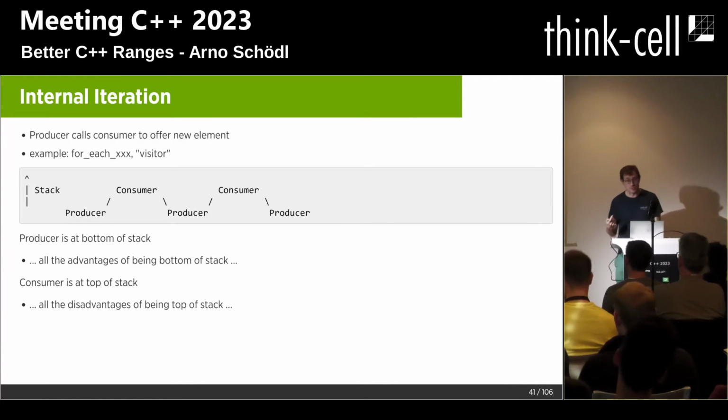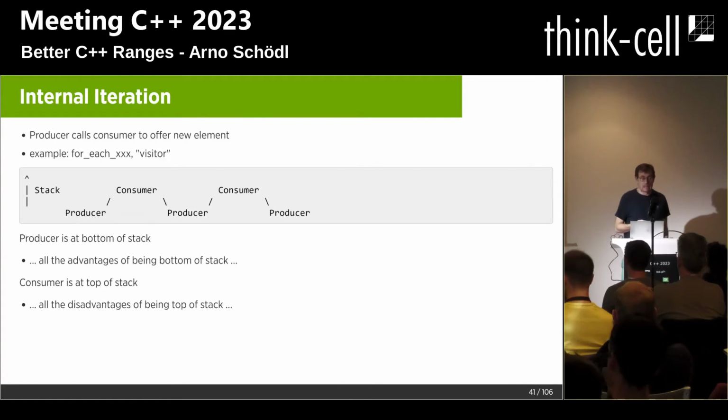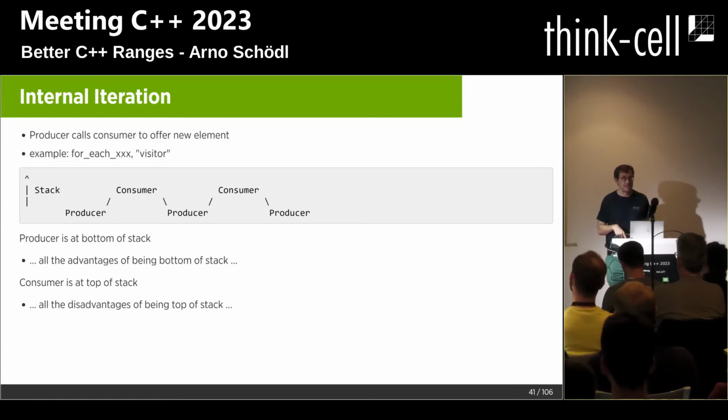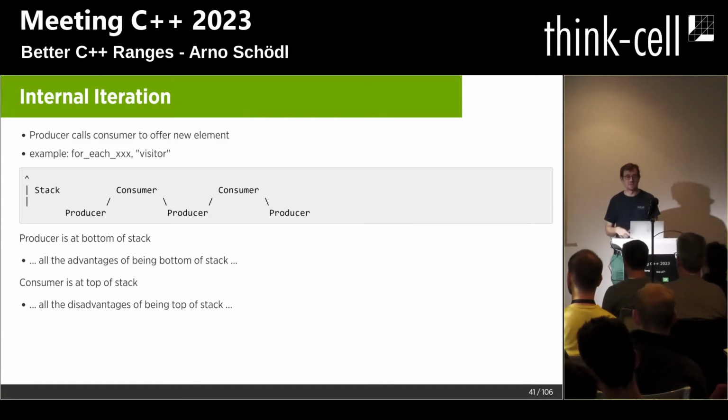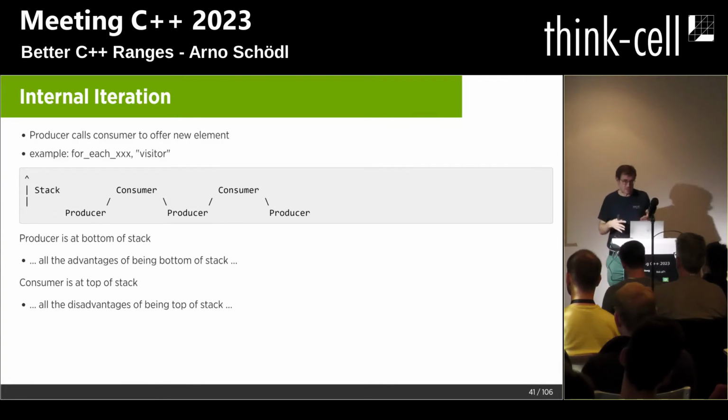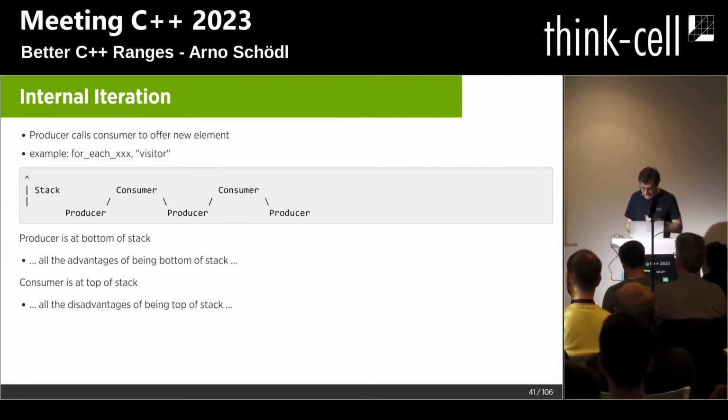Now, what you can do, and it's kind of funny that I think the C++ library doesn't support that, is you can turn these things around. You can just say the producer sitting at the bottom of the stack now has all the advantages of being at the bottom of the stack, and the consumer is at the top of the stack. So this is essentially the case when you have a for each something call, that's essentially turning this around, because the for each function call will produce these items and will just pass them into you. Or visitor, you can also call it the visitor pattern.